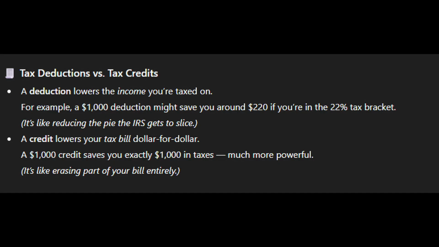Before we go over every step of the formula, let's first talk about tax deductions versus tax credits. A tax deduction, also called a write-off, reduces the income you're taxed on. For example, a $1,000 deduction might save you about $220 if you're in the 22% bracket. It's like reducing the pie the IRS gets to slice. A tax credit reduces your tax bill dollar for dollar. A $1,000 credit saves you exactly $1,000 in taxes, much more powerful than a tax deduction. It's like erasing part of your tax bill entirely.